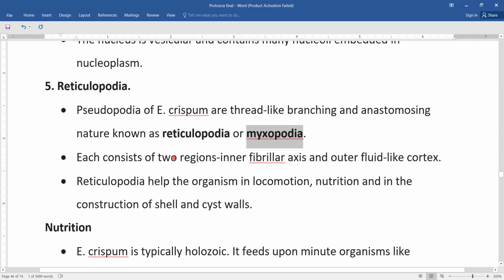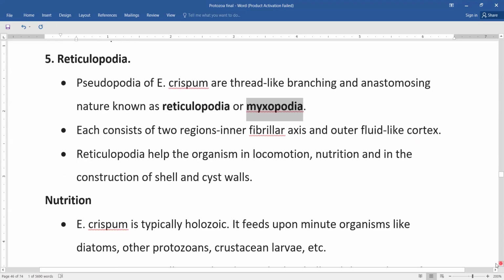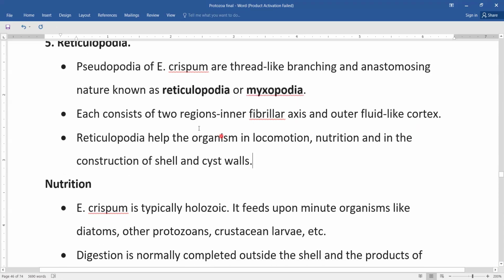Each consists of two regions, an inner fibrillar axis. So the cytoplasm becomes sharp, just like a rod. Due to the presence of the inner fibrillar axis, and the outer fluid-like cortex is present in each pseudopodium. Reticulopodia help the organism in locomotion, nutrition, and the construction of shell and cyst walls.